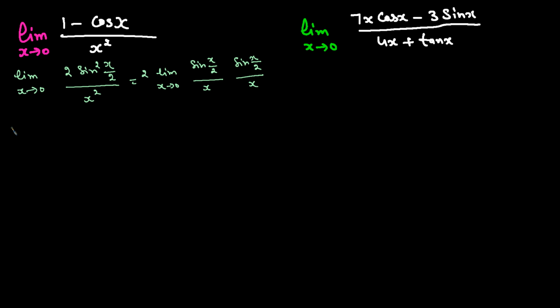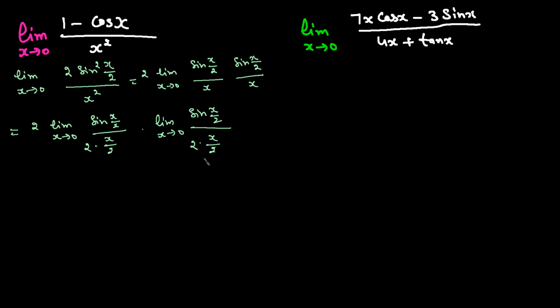So 2 limit as x approaches 0. See, this is x over 2, this is x. So we want x over 2 over here. If I want x over 2 over here, I need to multiply by 2 over here. So that means sine x over 2, so x over 2 times 2, right? Same thing for this one. Write limit as x approaches 0, and we can say sine x over 2 divided by x over 2 times 2.